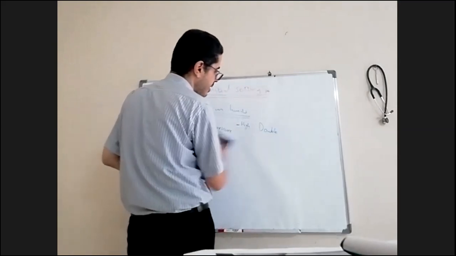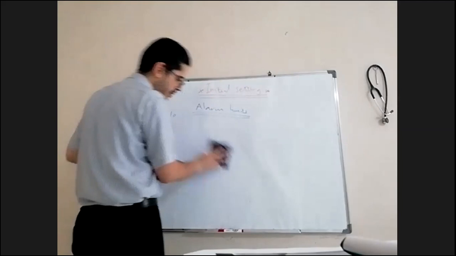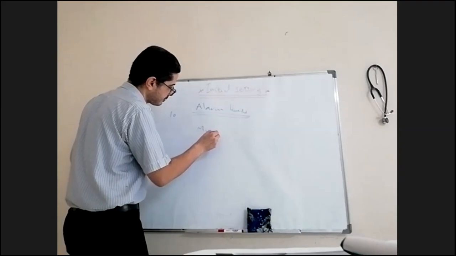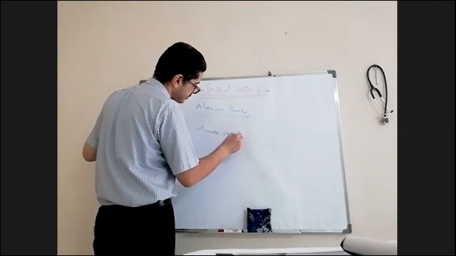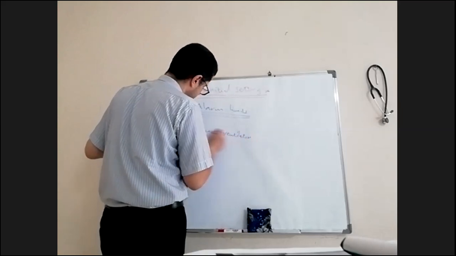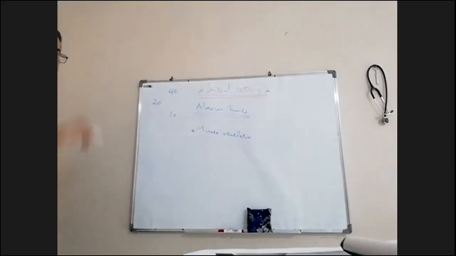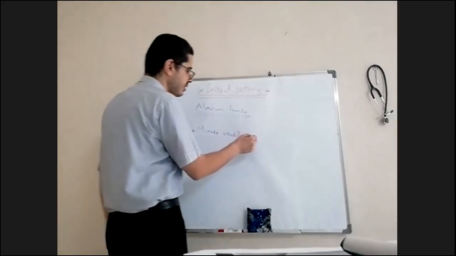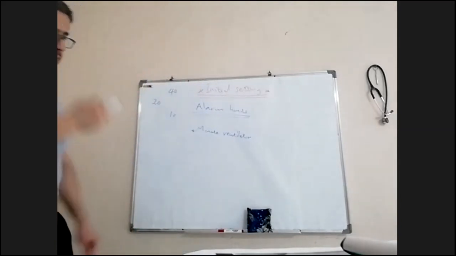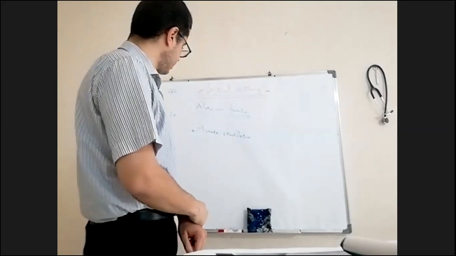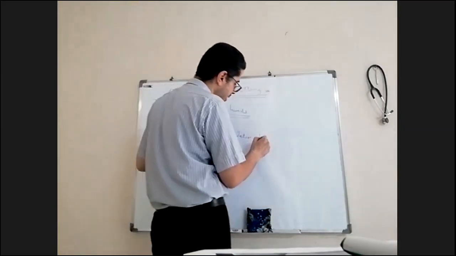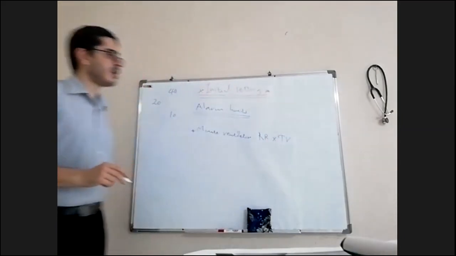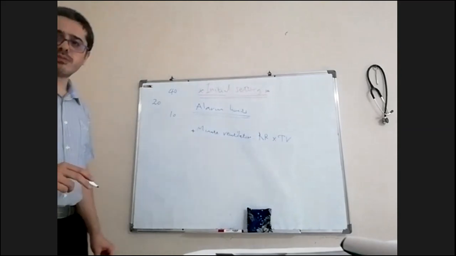After that, you will have minute ventilation. So what is minute ventilation? By definition, what is minute ventilation? So minute ventilation is RR times tidal volume. RR times tidal volume.